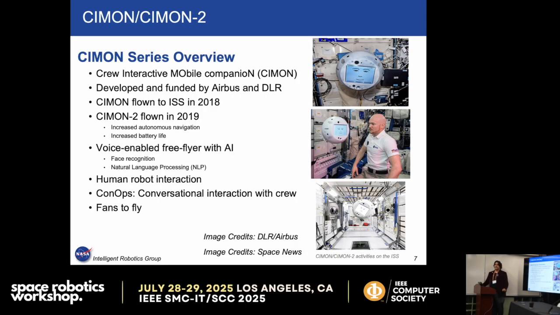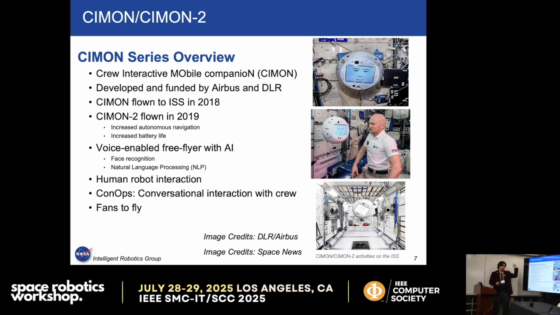The next one was Simon. A lot of people actually don't know about this one, but it was developed by Airbus and the DLR. It was one of the first of its kind to develop the intersection between AI and free flying robots, as well as human robot interaction. Extremely cool free flyer. It was flown in 2018, shortly after Int-Ball in 2017. And then there was another one, Simon 2, that flew just the year after that.